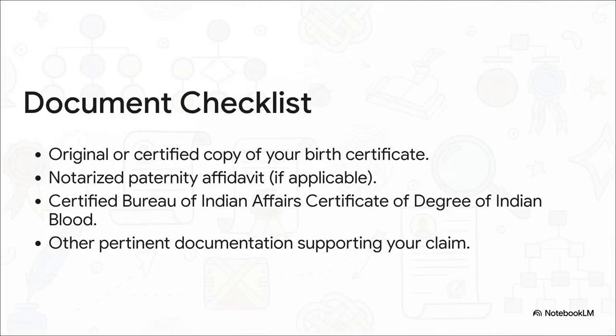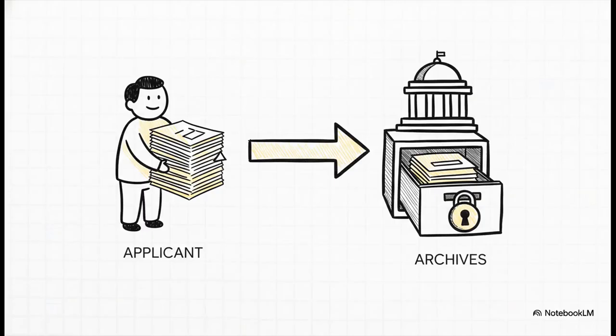And when we talk about proof, the requirements are really specific. We're not talking about a quick photocopy here. You're going to need an original or a certified copy of your birth certificate, maybe some other legal documents like a paternity affidavit, and potentially that certified certificate of degree of Indian blood from the BIA. And here's something really important to remember. Any document you hand over becomes a permanent part of the community's official records. That just goes to show you how seriously this whole application process is taken.